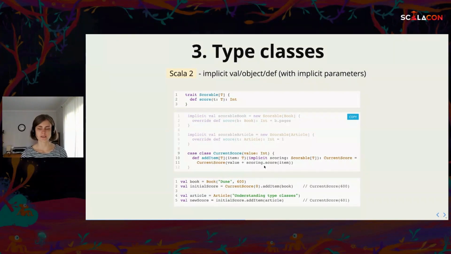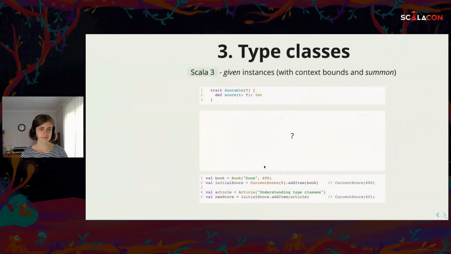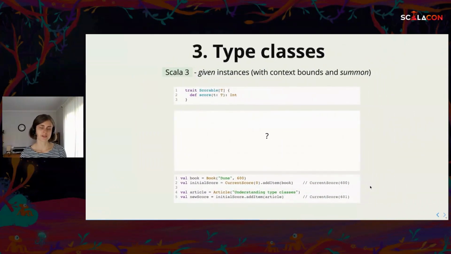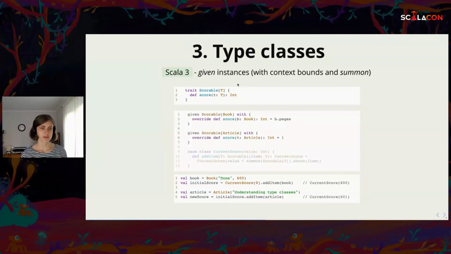Now let's see Scala 3. The code here so far is the same, so we want to use it the same way, and the trait, the behavior, is defined the same way, so Scorable parameterized by the T. But we are using our known pair of given and using for that.